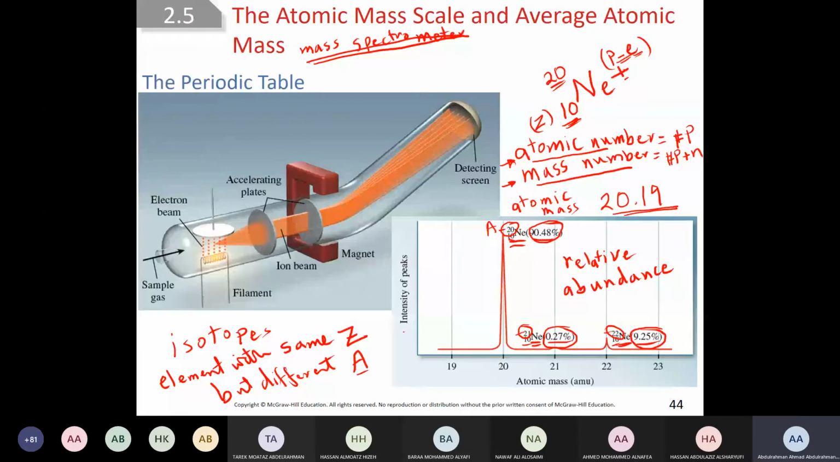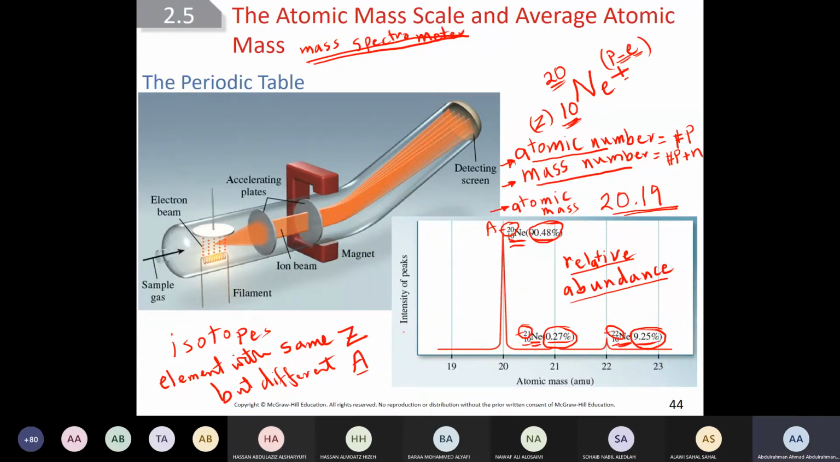All right. And what's atomic mass? The average mass of the isotopes with relative abundance. What's the meaning of relative abundance? The percentage in nature. Good. Are you sure everything is okay now?